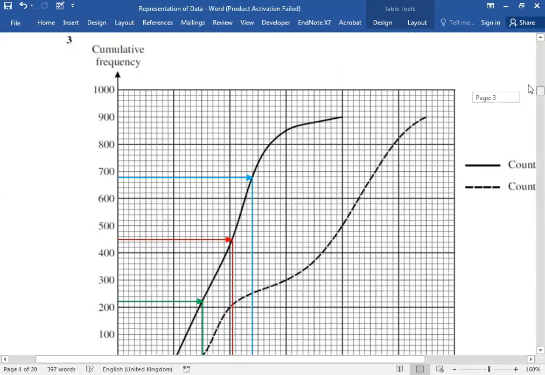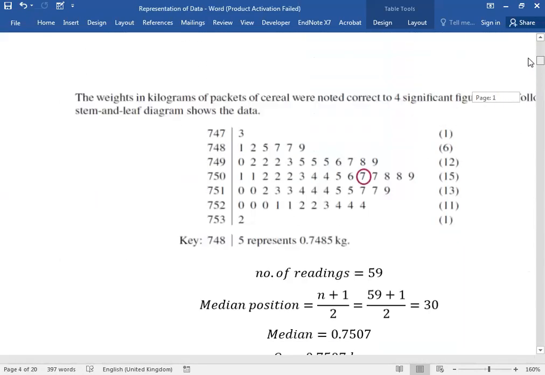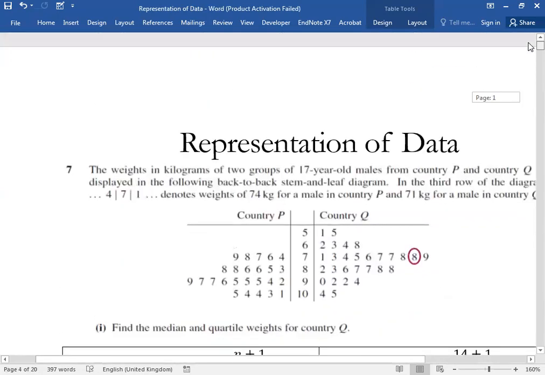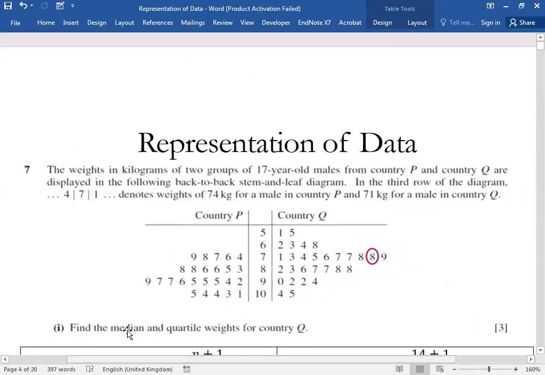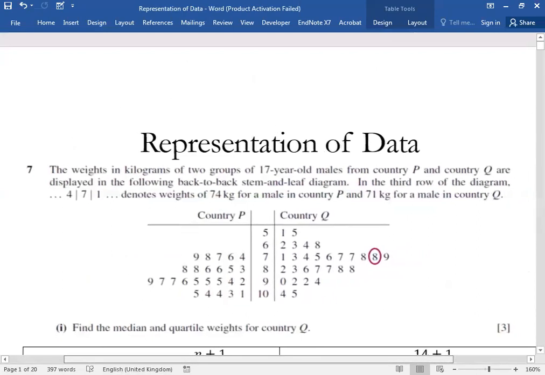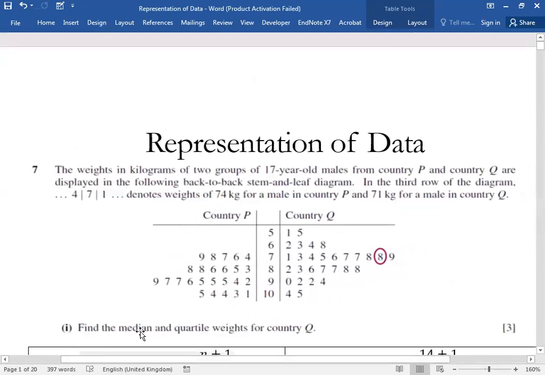Let's try to do a few questions regarding median and interquartile range. Okay. Now let's see this. This is a two-way stem and leaf diagram. समझना जरा इसको. The question says find the median and quartile weights for country Q. Median and how do we find median? There is no formula for median. Yes, median is a middle position.